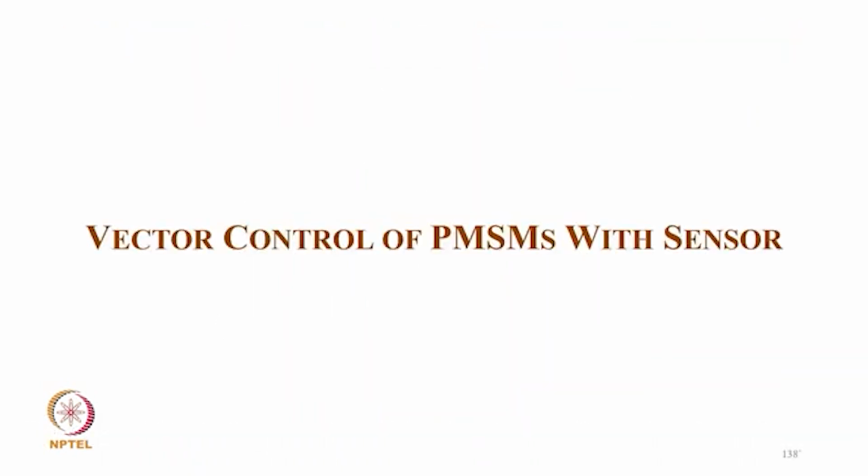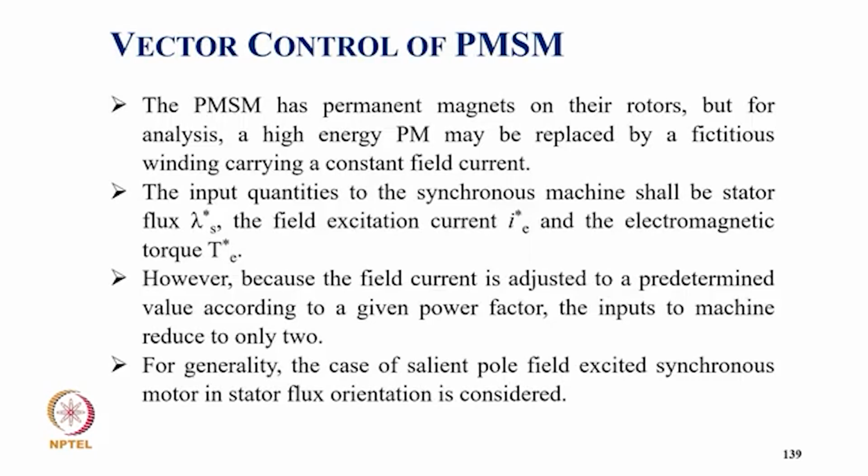So coming to vector control of PM with sensors. The permanent magnet synchronous motor has a permanent magnet on the rotor, and for the analysis the high energy permanent magnet in the PMSM may be replaced by a fictitious winding carrying a constant field current. The input quantities to the synchronous machine are the stator flux lambda S star, the field excitation current I star, and the electromagnetic torque T star.